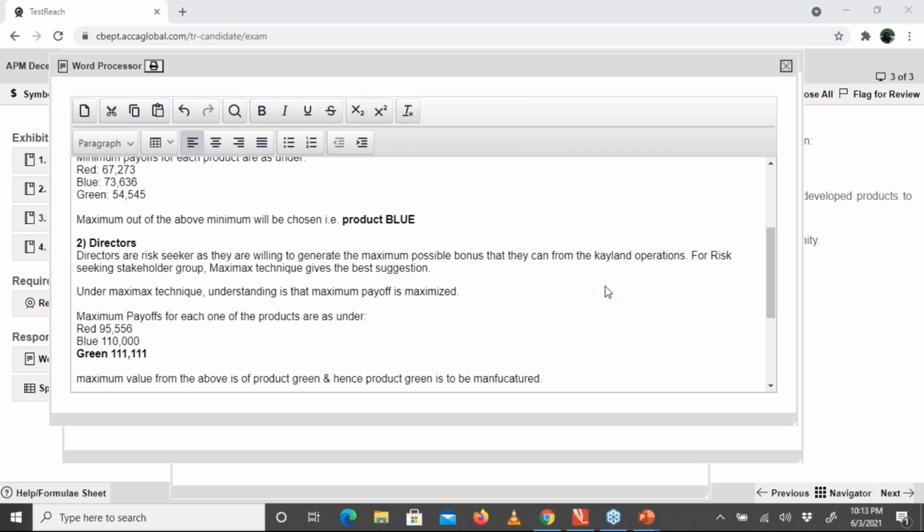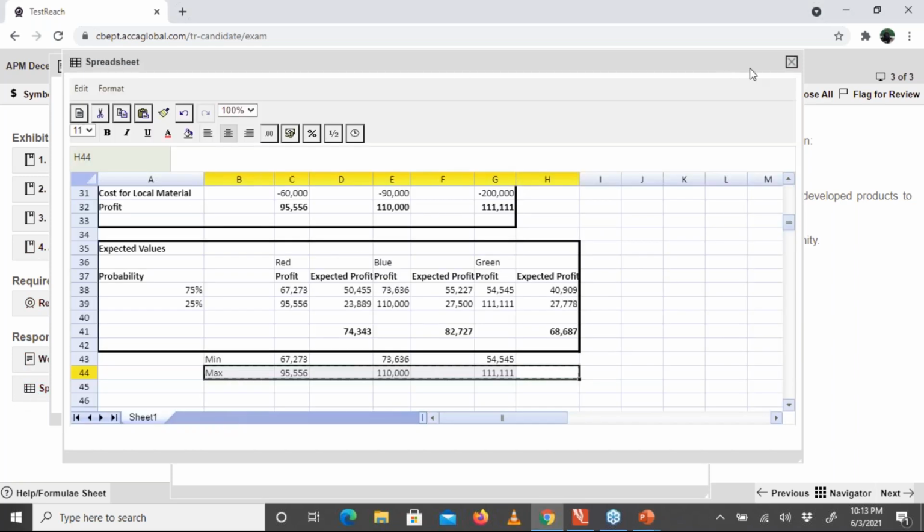Okay, can you switch to the Excel file, to see the formula for maximum and minimum? Okay, that's what the formula is. Just see. This is the formula for minimum. This is the formula for maximum.